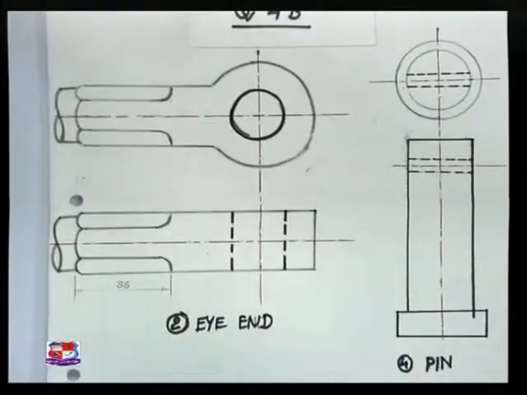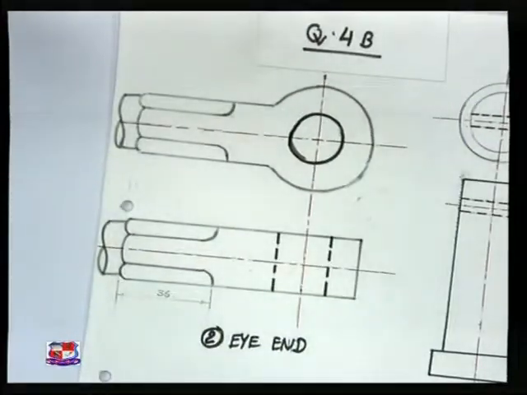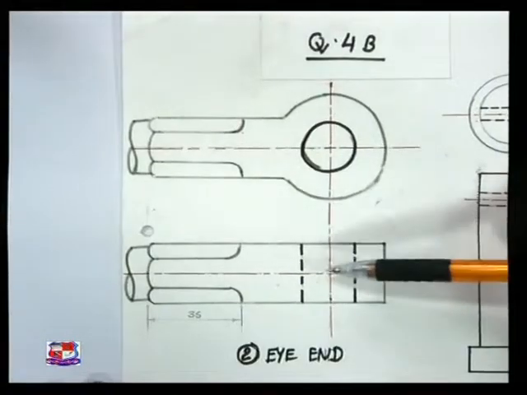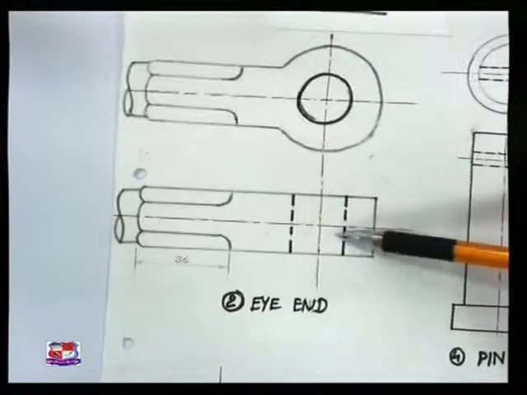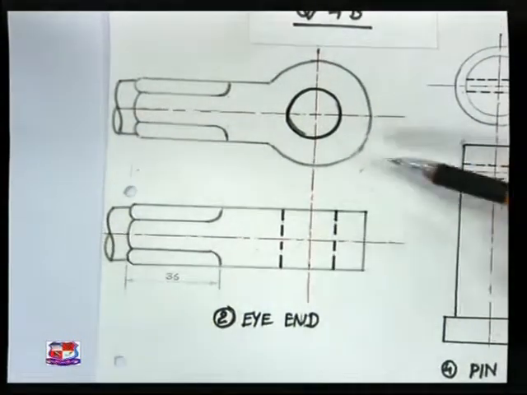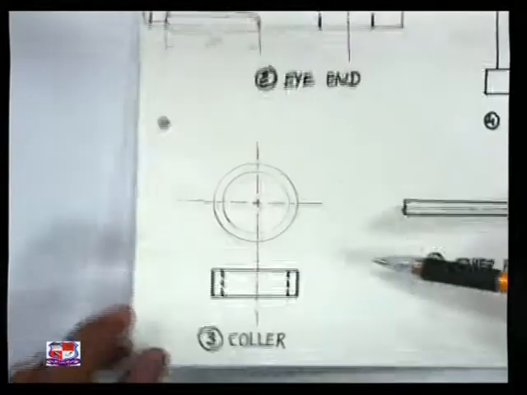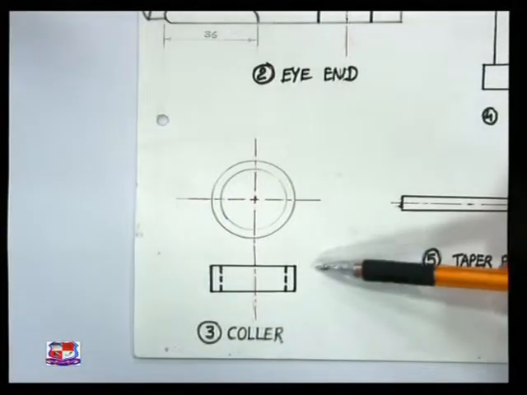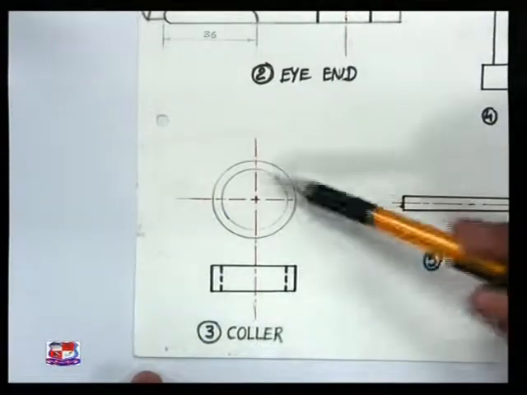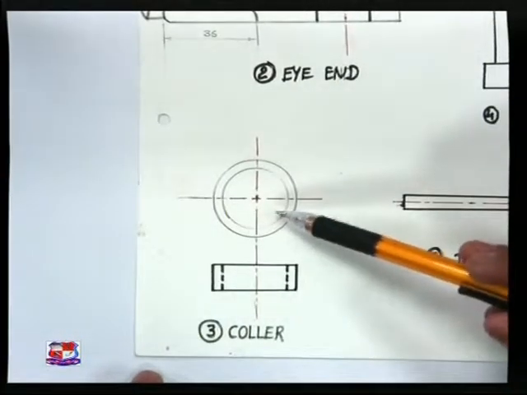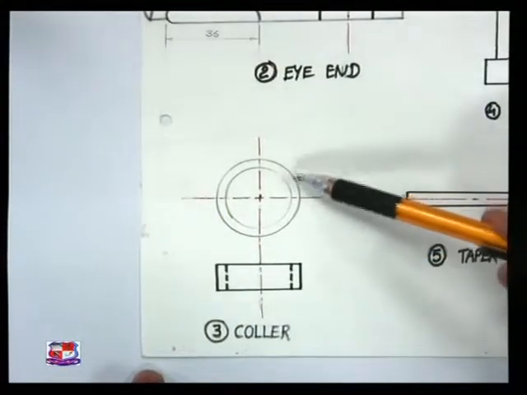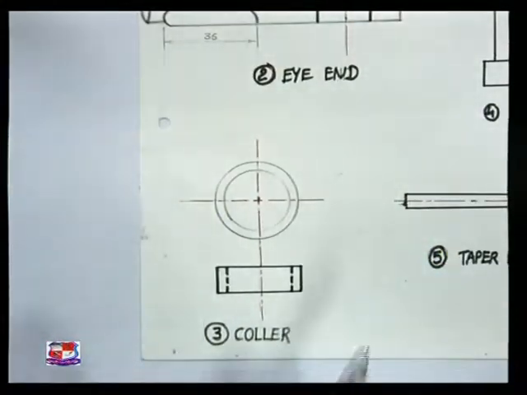Now second component is this eye end. So these two views represent eye end, front view of eye end, and this is top view of eye end, component number 2. Then component number 3 is a collar like this. We have discussed how to draw. Just here we need to insert the dimensions. This is a collar, 2 circles in top view and rectangle in front view. These 2 dotted lines represent that it's a hollow cylinder.